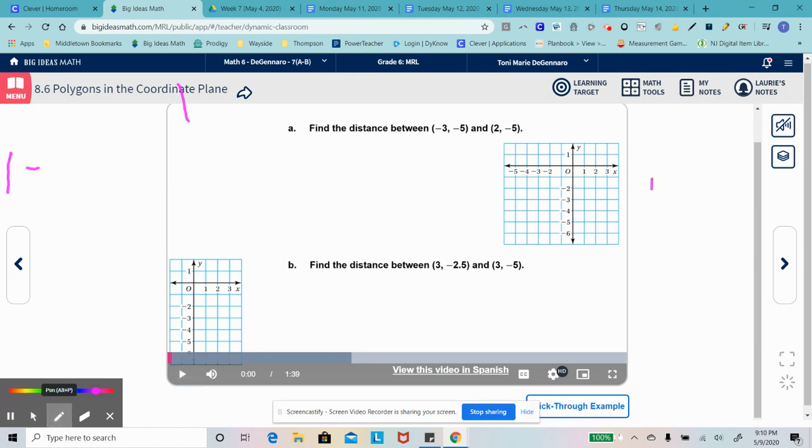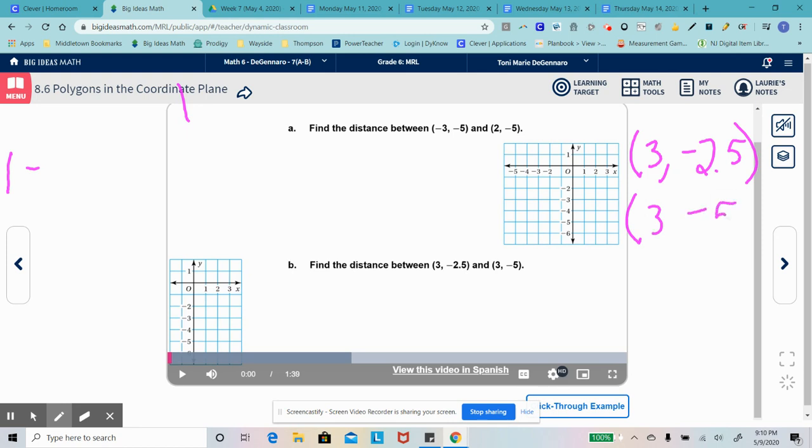Okay. So we have 3, -2.5. And then we have 3, -5. So let's see if they're in the same quadrant first. So I'm looking at my x's and they both have positives. So it looks like they're good so far. And if I look at my y-axis, they're both negative. So that means that they are in the same quadrant.